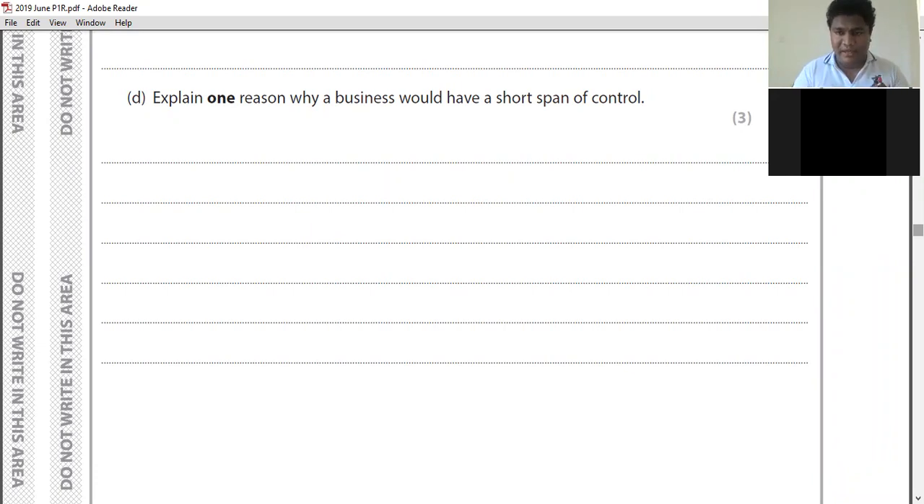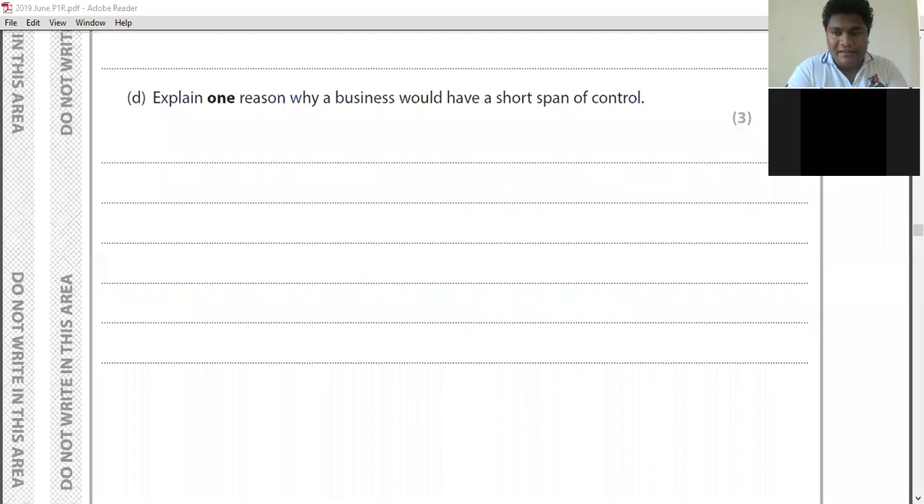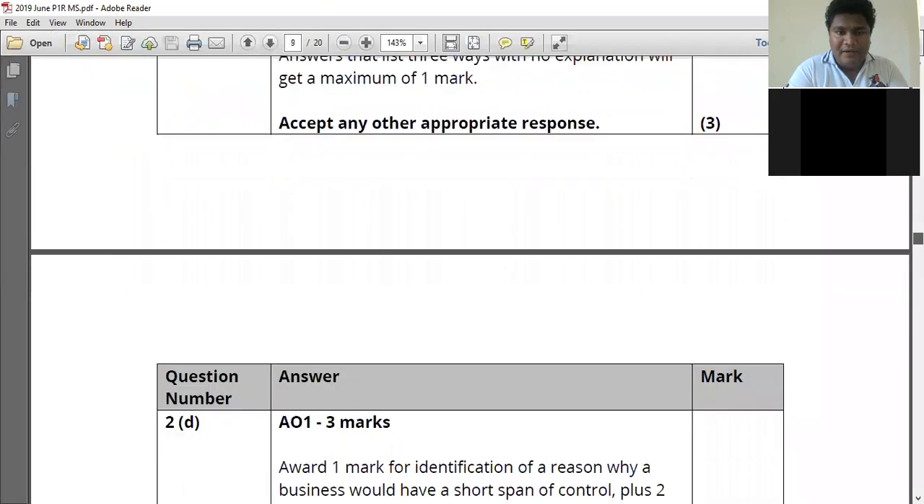So it's easy to communicate also. That's the one thing. With a short span of control, it is very easy to communicate because very few members are there. It's like doing an individual class and a group class: short span of control, large span of control. So one reason why a business would have a short span of control, in the marking scheme, this is the answer. You can say one point and elaborate it.